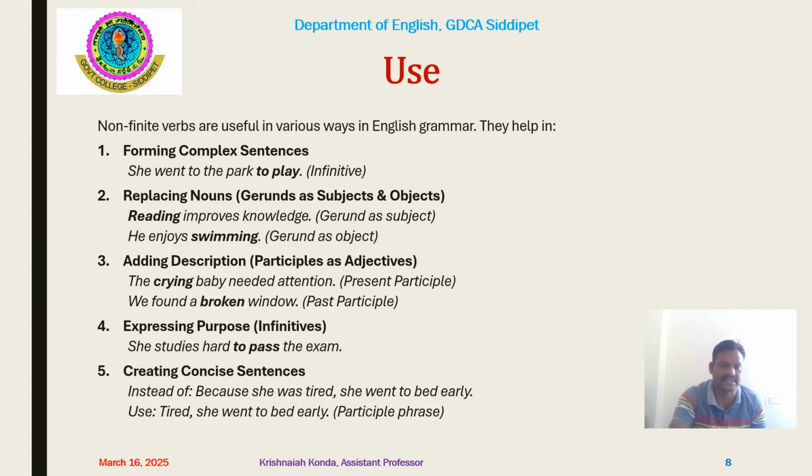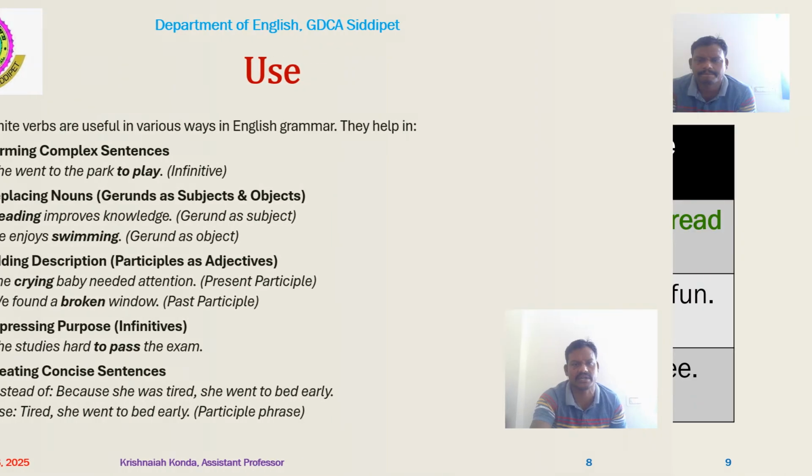And creating concise sentences. For example, instead of because she was tired, she went to the bed early, we may use tired, she went to the bed early. In these ways, non-finite verbs often create variety in sentence structures and allow us to rephrase long and clumsy sentences into shorter ones that are easy to understand.